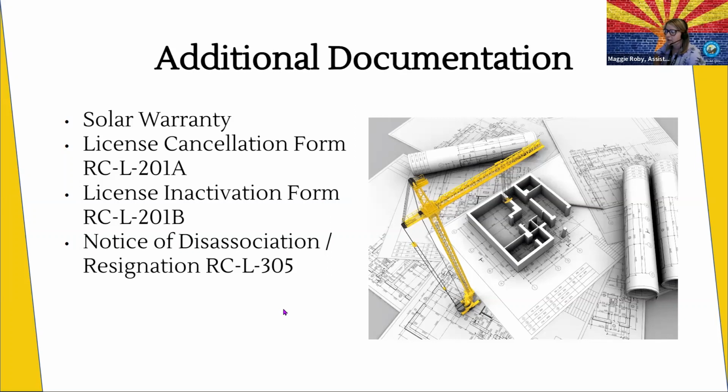If you're applying for a license and you want to cancel a prior license, you can submit that at the time that you submit your license application. You can also request to inactivate a prior license or disassociate the QP from a prior license as well. Those items can be submitted with your new license application. You can also request that they be processed upon approval of your new license.